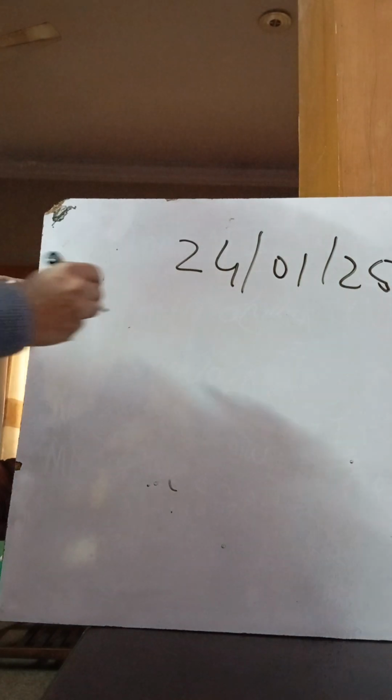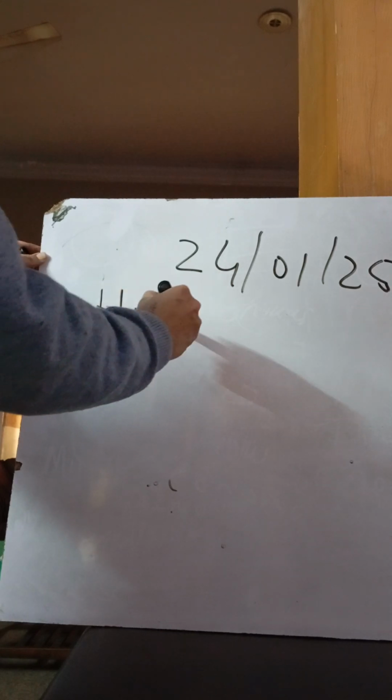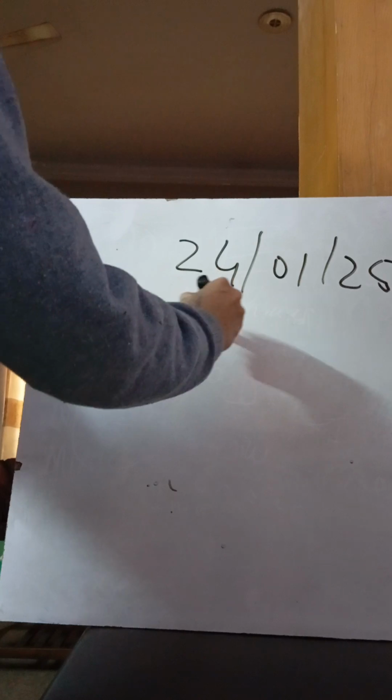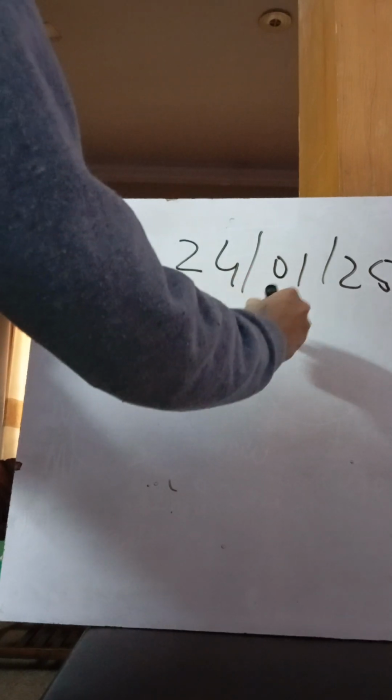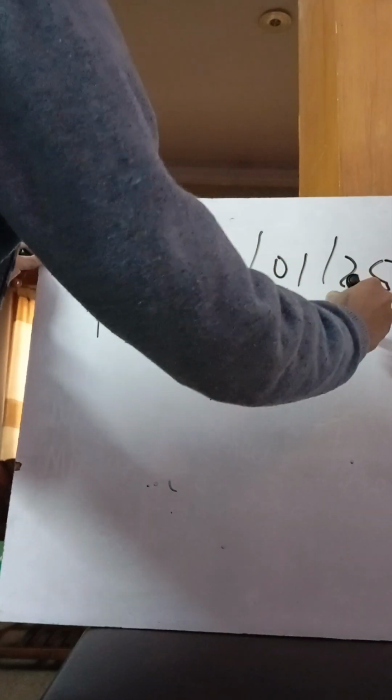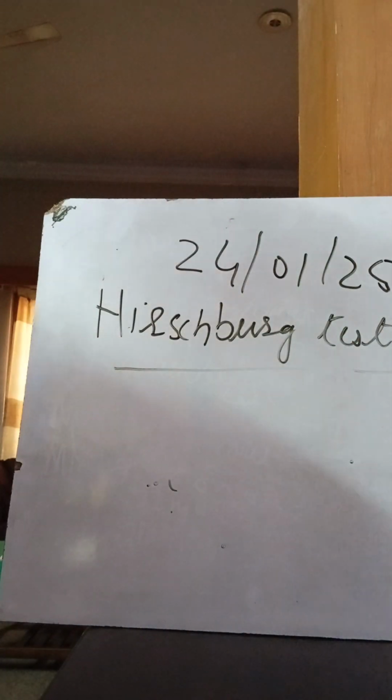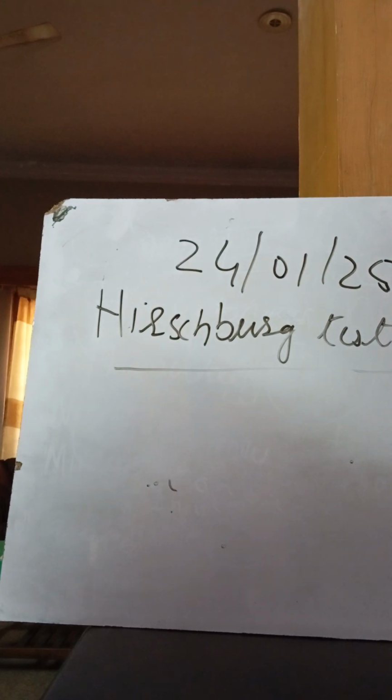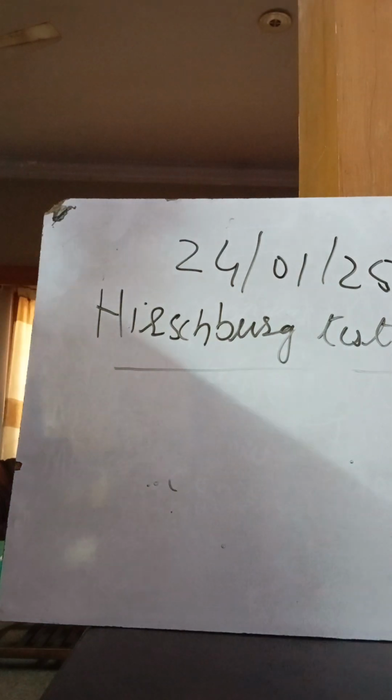This test is called the Hirschberg test, and this is a very simple and very important test which can be done only with a torch, for undergraduate levels, for MBBS and for postgraduate students.